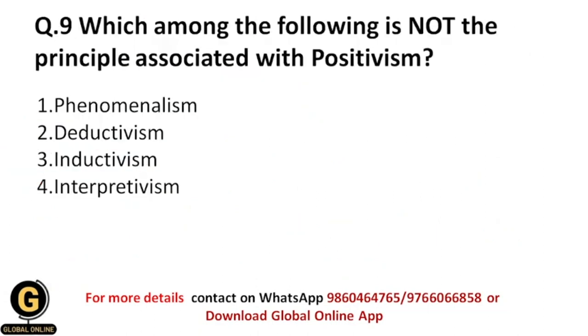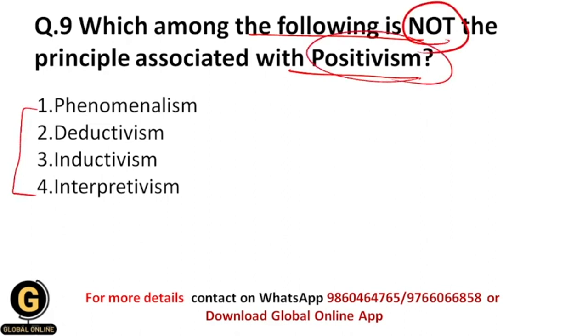Which among the following is not the principle associated with positivism? So among these principles, which is the principle which is not associated with positivism? Earlier in this video we have seen what positivism is, right? Positivism basically relies on observable facts, and we measure those observable facts, and we rely on proper evidence, and based on this evidence we get our results. So this is nothing but positivism.